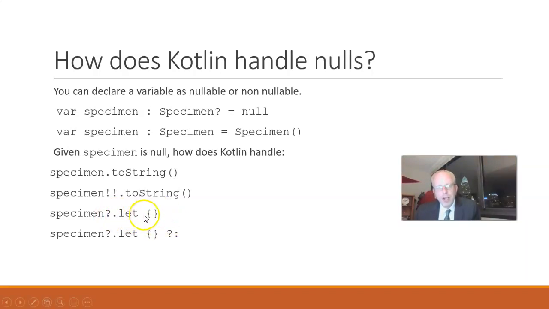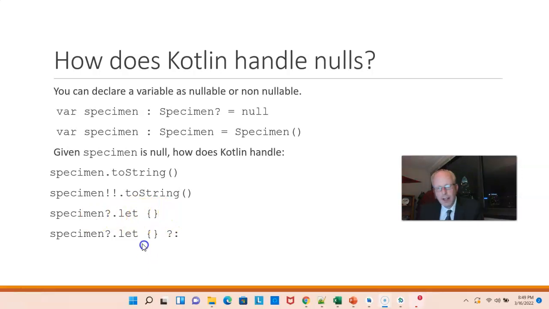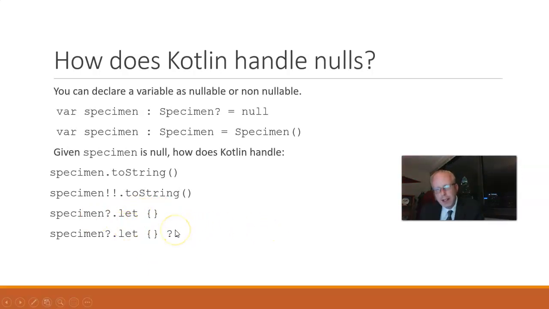In other words, it's only going to run this lambda that follows the let if the variable specimen contains an object. Now, what if it doesn't contain an object? What happens? Well, that's where we can use this thing called the Elvis operator. In Kotlin, the Elvis operator is a question mark colon, and it will follow the case where we have a nullable variable, and then we're invoking a function on that nullable variable.